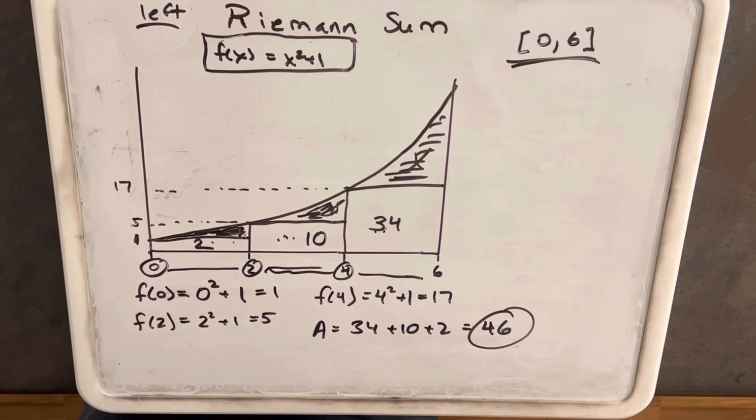And then what we're going to do in the next video is we're going to do the midpoint. We'll do a middle Riemann sum where we take the middle point rather than an endpoint.